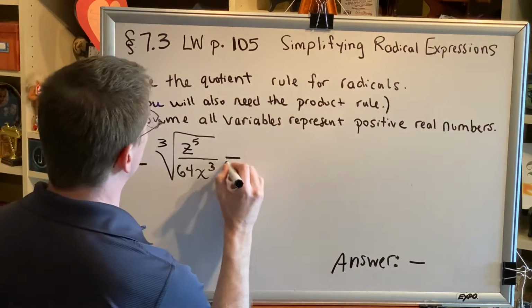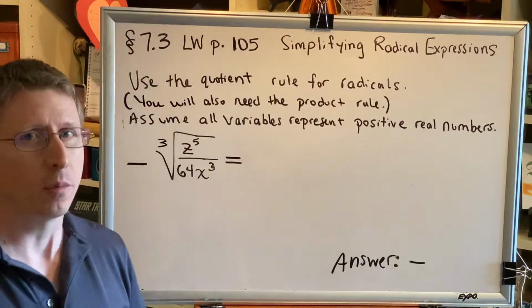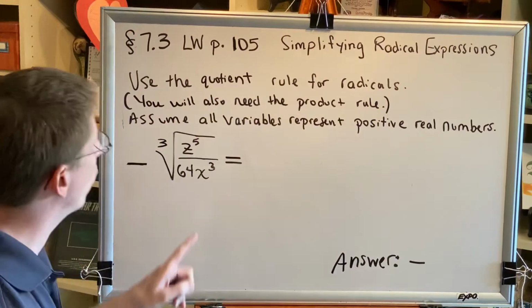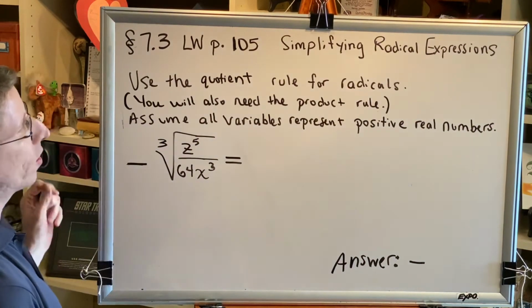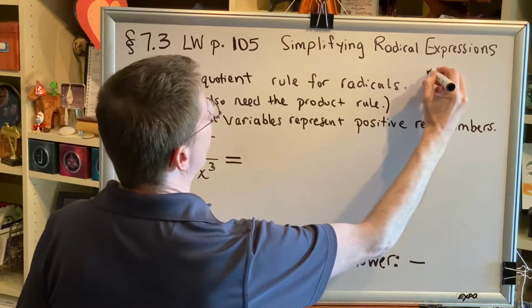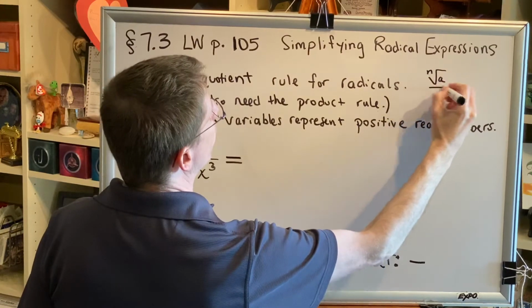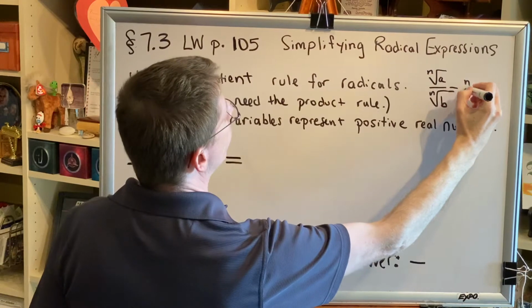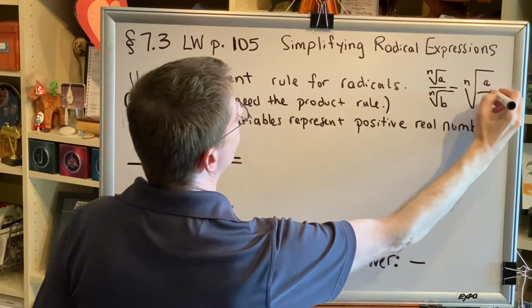Okay. So the first thing I'm going to do to simplify this is I'm going to use the product rule for radicals. I apologize, the quotient rule for radicals. The quotient rule for radicals says if I have the nth root of a divided by the nth root of b, that can be rewritten as the nth root of the quotient a over b.